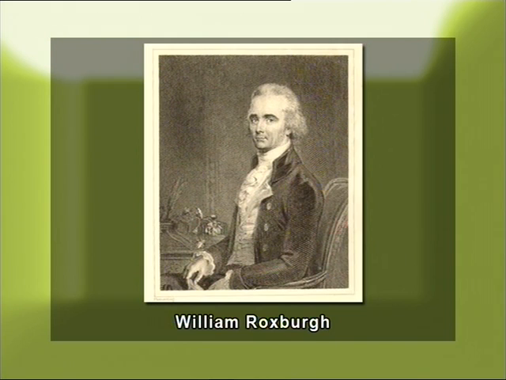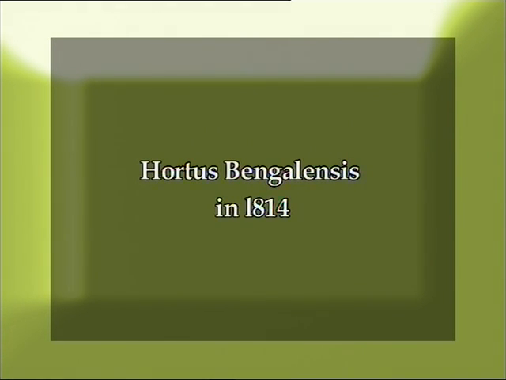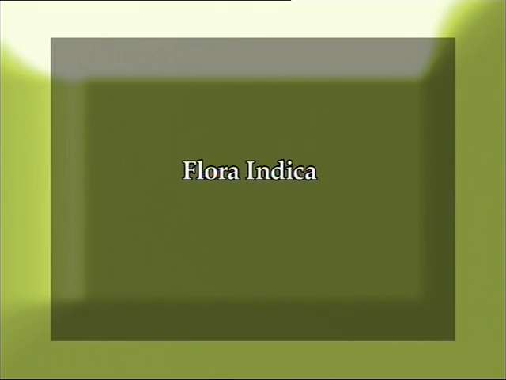William Roxburgh was appointed as the first salaried superintendent of this garden in 1793. Besides his interest in the development of the garden, he laid the foundation of taxonomy in India and established a large herbarium. During his tenure, he published Hortus Bengalensis in 1814 and Flora Indica in 1824.